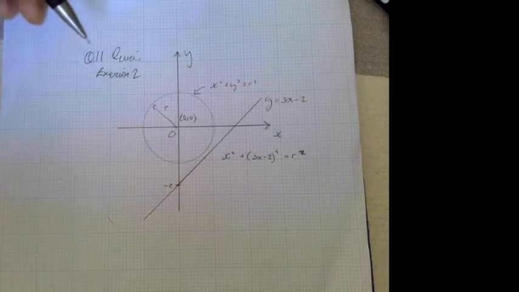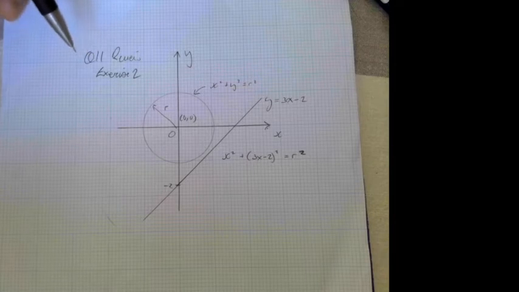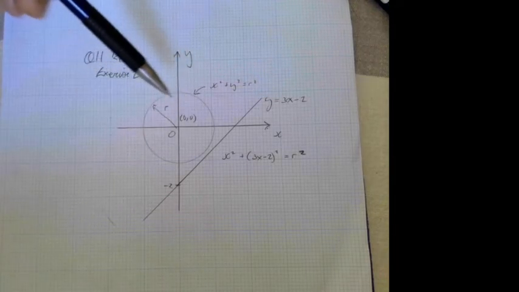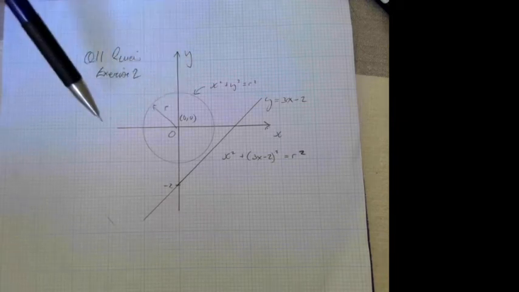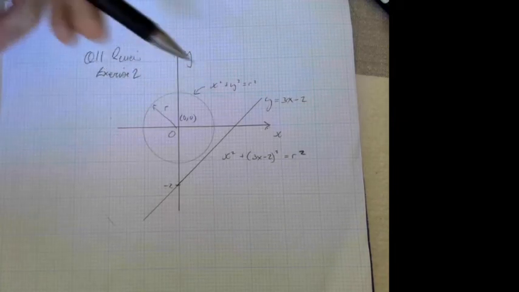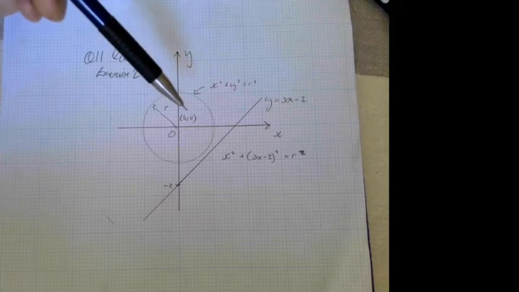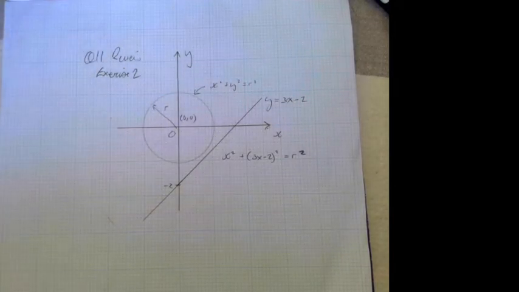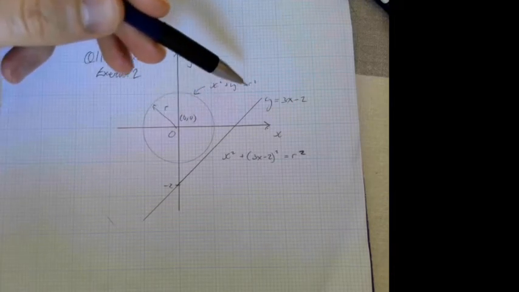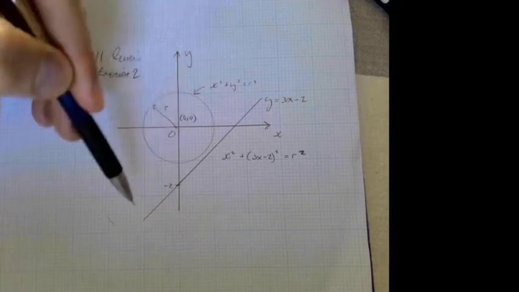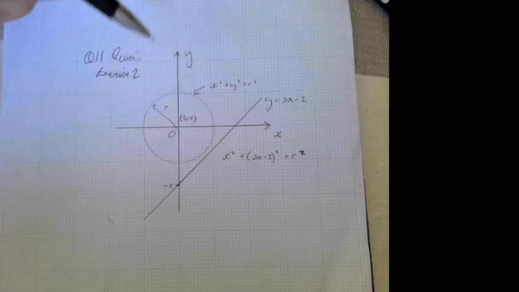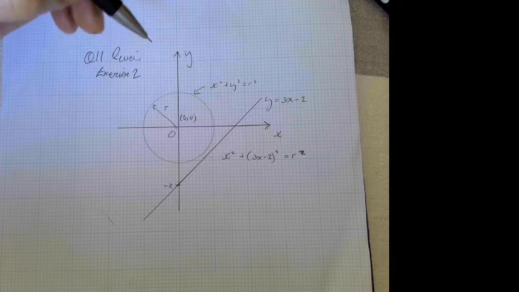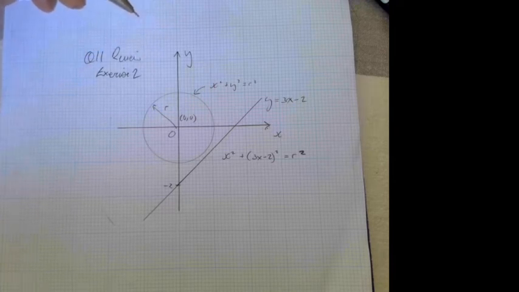Thank you for the request to go through question 11 in review exercise 2, where we had a circle with a centre 0, 0. So we know the equation of the circle is x squared plus y squared equals r squared, and a straight line with the equation y equals 3x minus 2, and we're told that this line doesn't intersect with the circle. We're asked, from that, what could r be, what is the possible range of values of r.